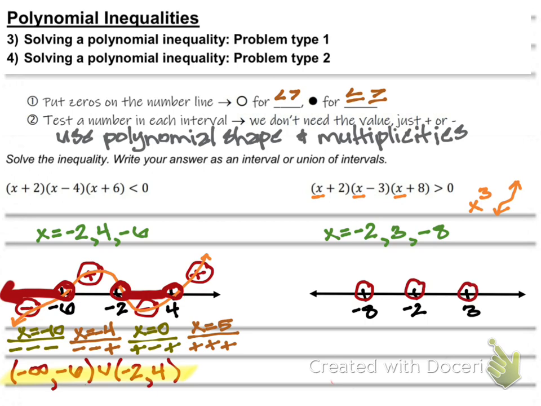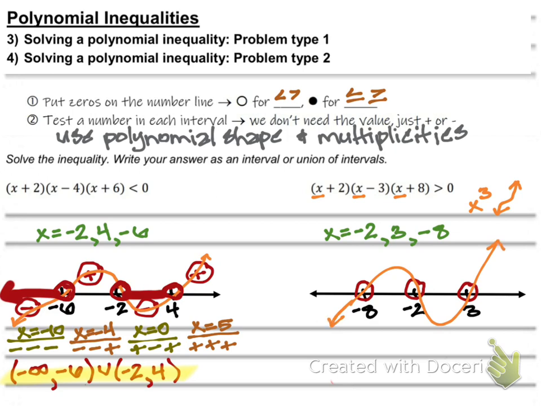So now let's think about that shape that we just talked about. We know it starts down, right? And all of these factors have a single multiplicity, correct? The multiplicity is 1, right? If it were 2, that would be a bounce, remember? But it's 1, so it's a cross, not a bounce. So it must look like that.